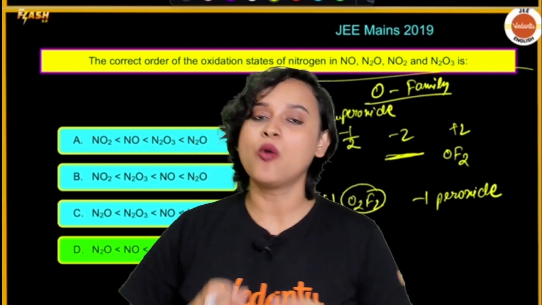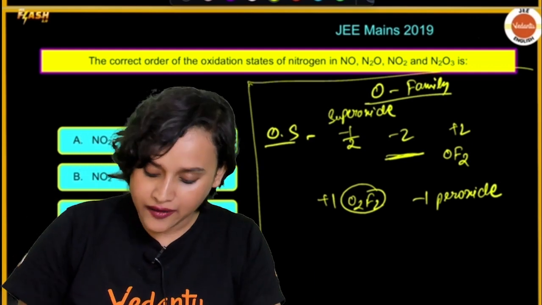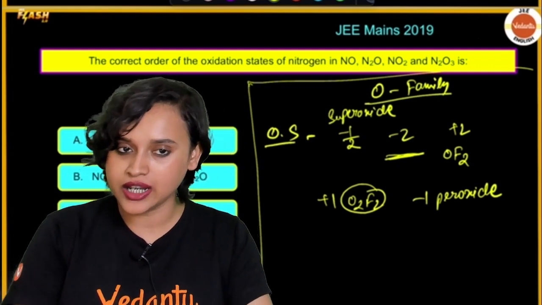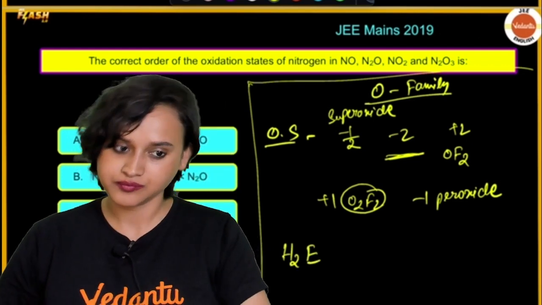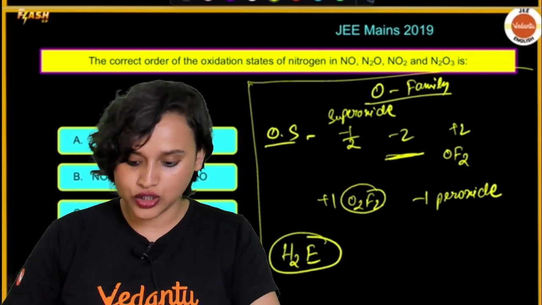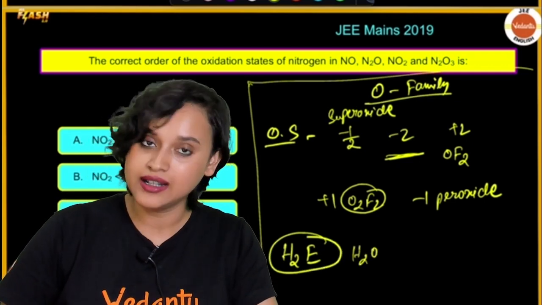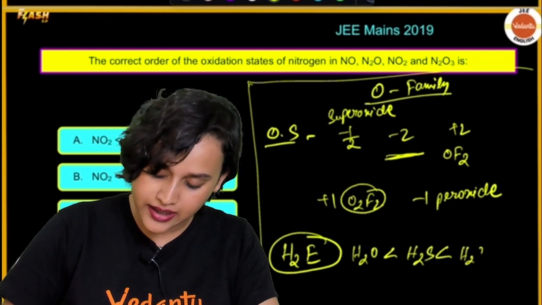Now, when they react with hydrogen, this family can form hydrides of the form H2E. Now, what is their acidic character? Let's have a look at it. H2O has the least acidic character. Then it increases slightly for H2S, then it increases for H2Se.